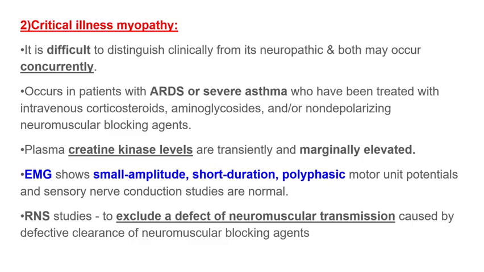Critical illness myopathy is difficult to distinguish clinically from its neuropathic counterpart, but both may occur concurrently. It occurs in patients with ARDS or severe asthma who have been treated with IV corticosteroids, aminoglycosides, or non-depolarizing neuromuscular blocking agents. Plasma creatine kinase levels are transiently and marginally elevated. Electromyography shows small amplitude, short duration, polyphasic motor unit potentials, and sensory nerve conduction studies will be normal. Repetitive nerve stimulation is done to exclude a defect of neuromuscular transmission caused by defective clearance of the neuromuscular blocking agents.